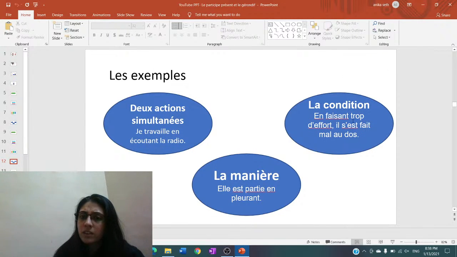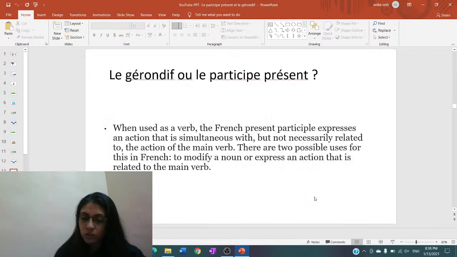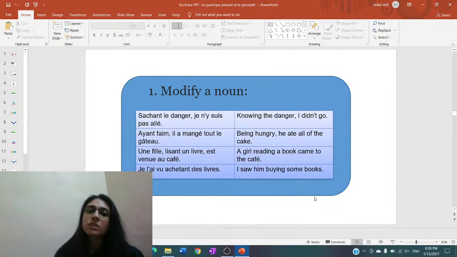Same way, pourquoi est-elle partie en pleurant ou pourquoi pleure-t-elle? So we are not getting the answer to pourquoi. That is why here comment is the question in the gérondif, and pourquoi is the question in the present participle.